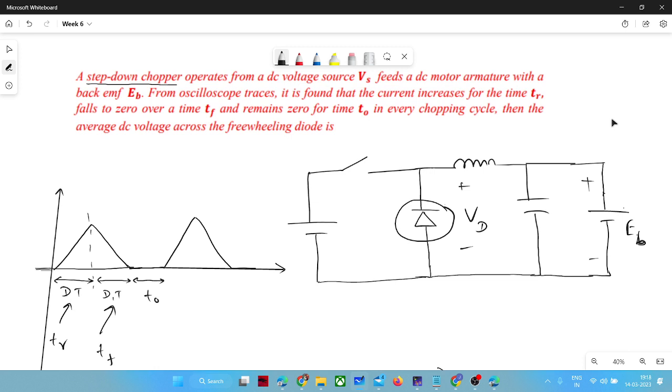So then only when the switch is off, it will be EB. Otherwise, we'll have certain other things as well, so that we will see. During on condition, your inductor voltage will be equal to Vs minus EB, right? During off condition, it will be minus V naught, that is equal to E.